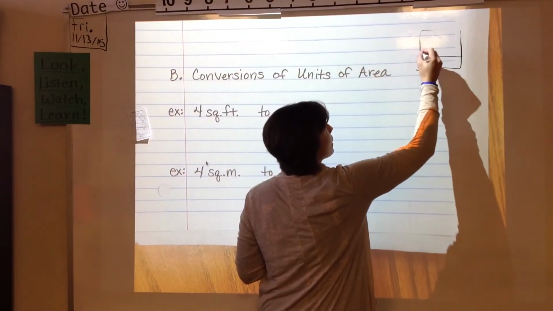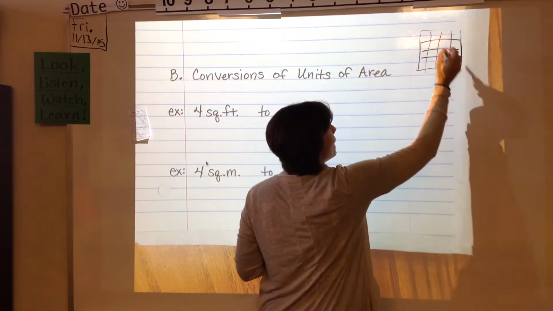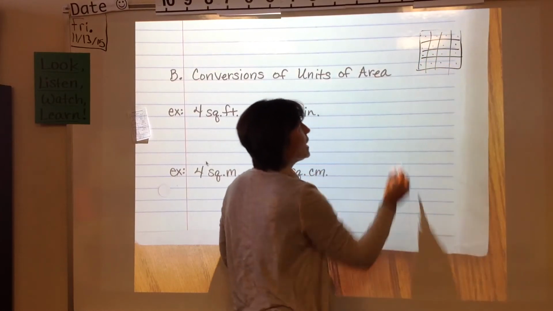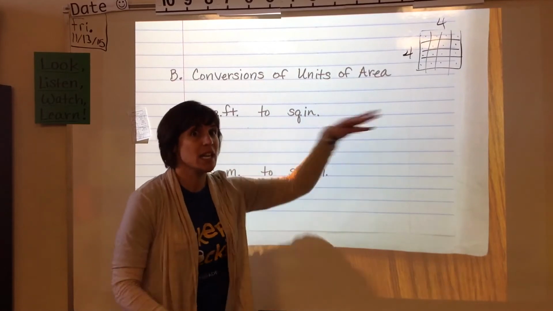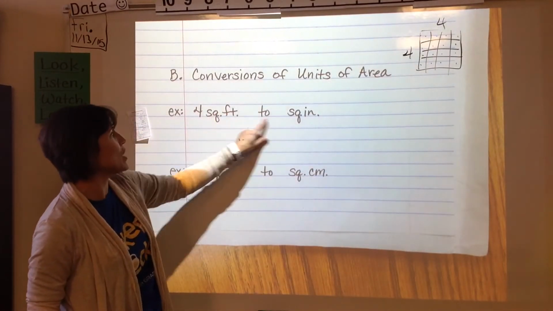It covers, you know, trying to make 1, 2, 3, 4. That's supposed to be 4 by 4. And so I've got 1, 2, 3, 4, 5, 6, 7, 8, 9, 10, 11, 12, 13, 14, 15, 16. This is a 4 by 4 square, and there's actually 16 squares inside that square. So 4 square feet, I'm sorry. And I'm changing it to square inches.